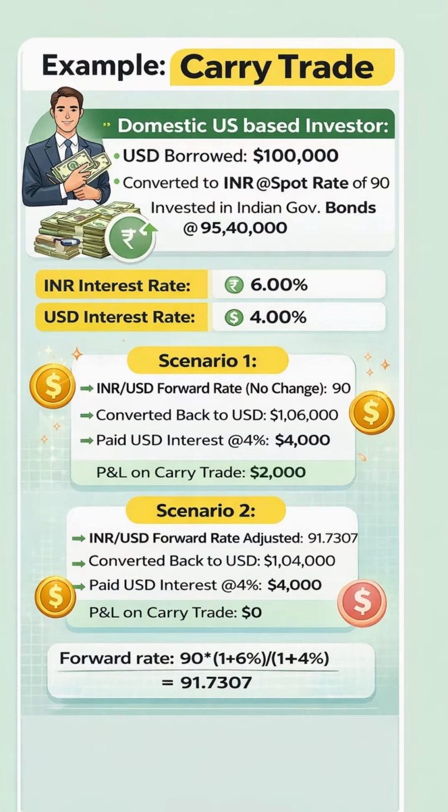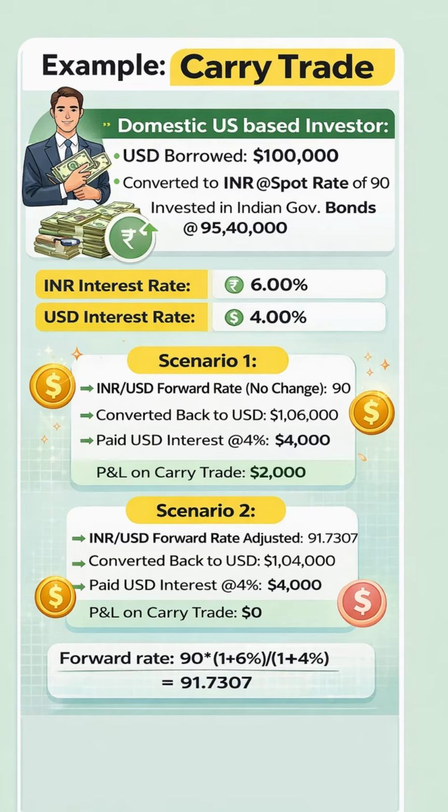Let's say the INR to USD spot rate is at 90. INR interest rate is 6% and USD interest rate is 4%. So a US based borrower can borrow $100,000 and convert them into 90 lakh INR at spot rate. Then he invests that in Indian government bonds at 6% for a year. So at the end of the year, he would get 95.4 lakh rupees.